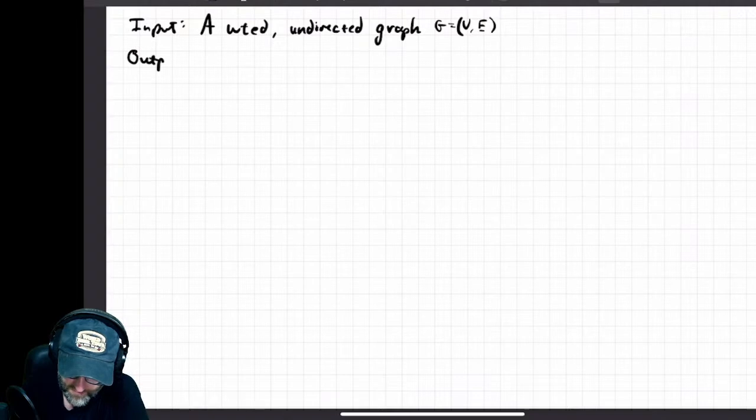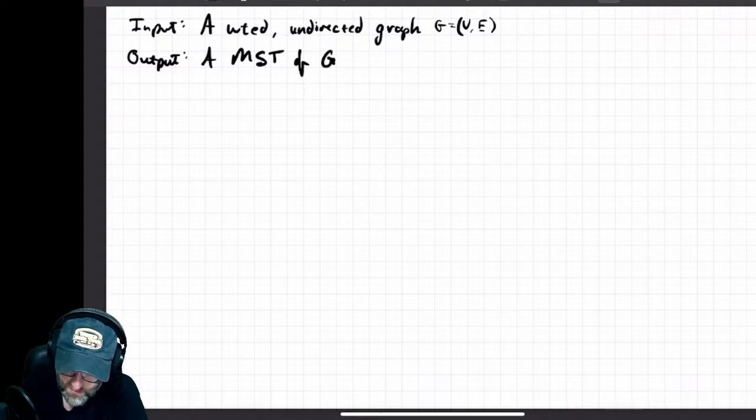Right. So output is going to be a minimum spanning tree, MST, of G, right? And I'm saying again, a minimum spanning tree. There could be many equivalent ones out there. Okay.